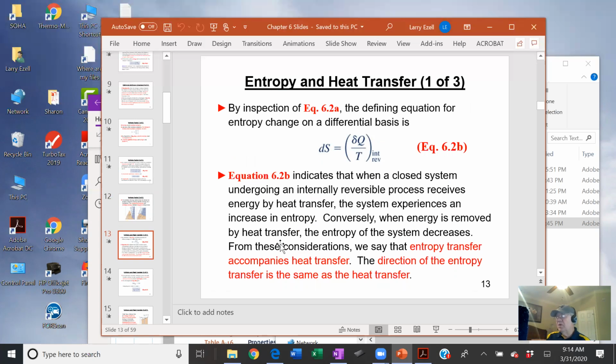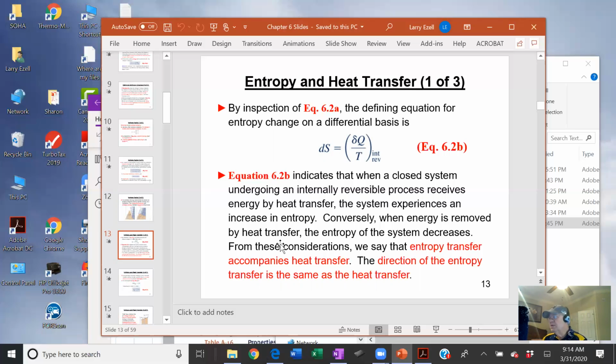Now, as I said before, entropy change is closely associated with heat transfer. Entropy changes when you have heat transfer. That's fine. Where entropy is not such a good thing is the entropy changes during turbine processes or compressor processes. We'll talk about those later.